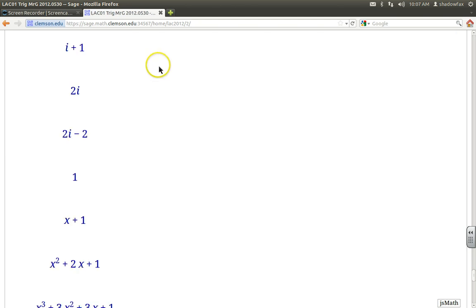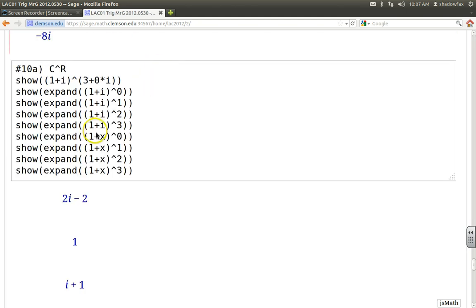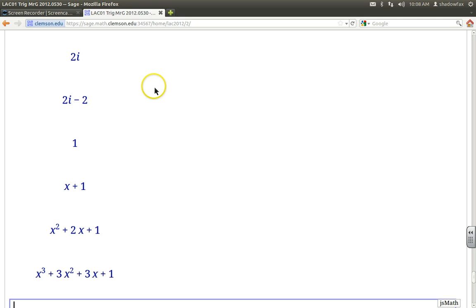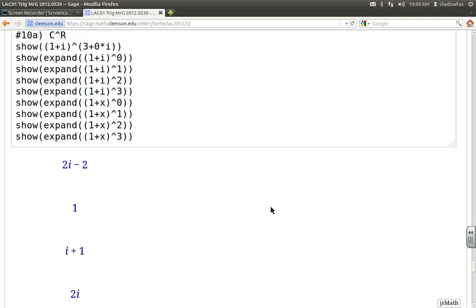Do you see that 1 plus i cubed is the same thing as 1 plus x cubed if you plug in x as i? So it makes sense that you get negative 2 plus 2i, because this is 1 plus 3i minus 3 minus i. That's not new. You knew how to do that. If you have real exponents, you know how to do this. But what if you don't?